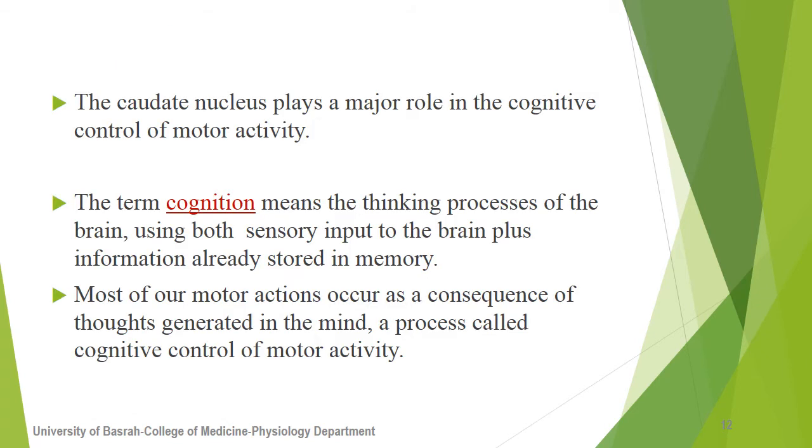Okay, so the caudate nucleus plays a major role in the cognitive control of motor activity. The term cognition means the thinking process. It's the thinking process of the brain that uses the sensory inputs that we receive and also the information already stored in memory so that we can perform a cognitive motor function.